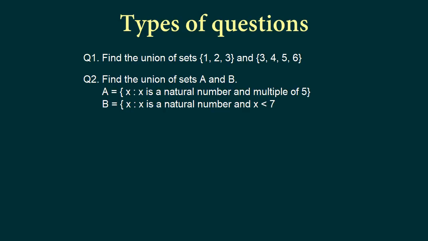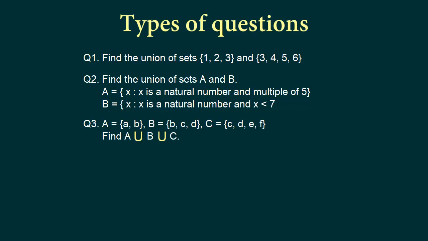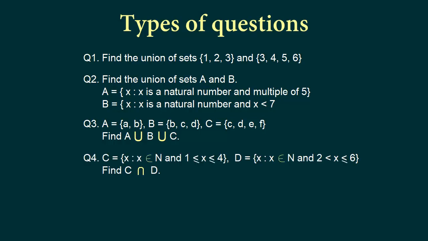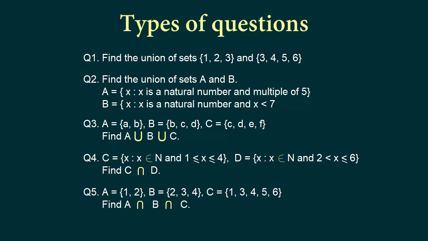Next question, how do we find the union of two sets A and B where A and B are given in set builder form? Third question, how do we find out the union of this time three sets? Fourth type of question, how do we find out the intersection of two sets and both sets are given in set builder form? And finally, how do we find out intersection of any three given sets?